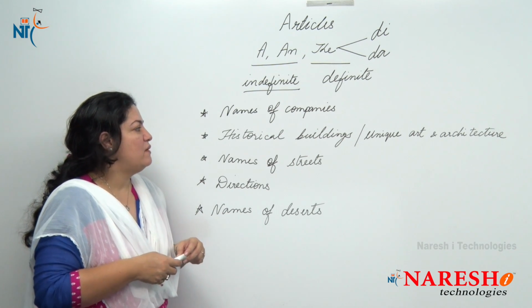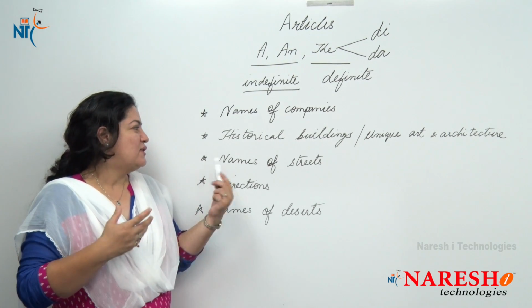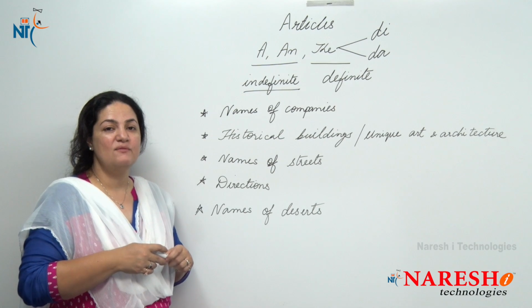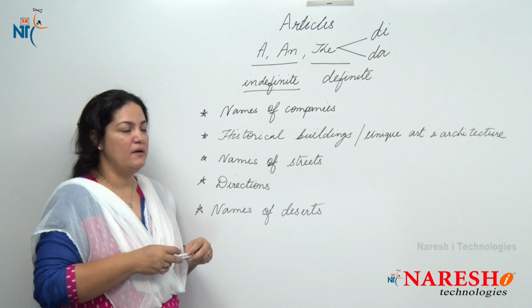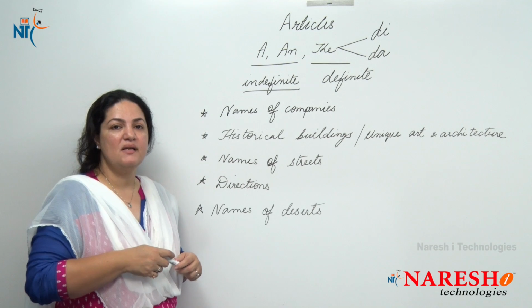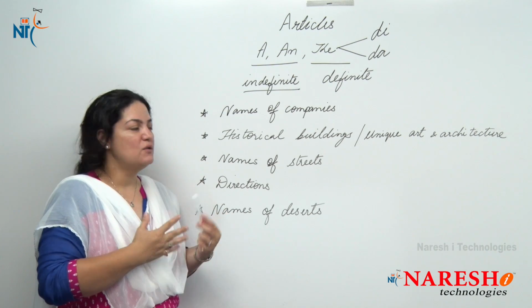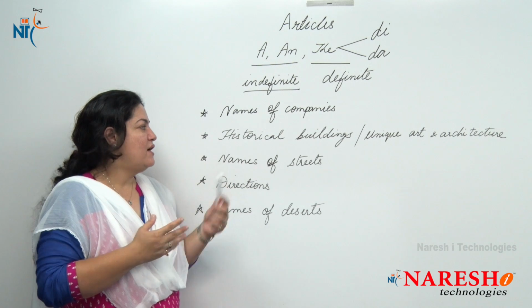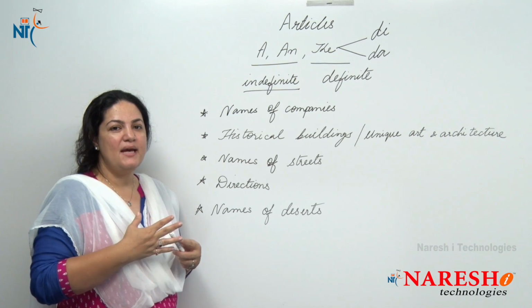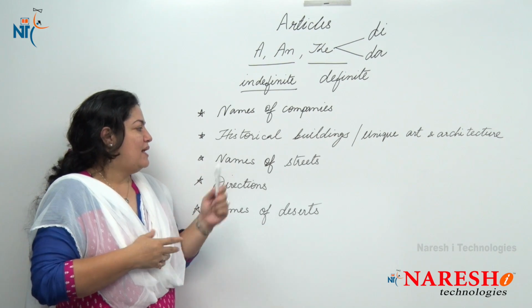Next is when you're talking about historical buildings, unique art and architecture. Any historical building that's very famous in India, we can talk about the Taj Mahal. So we use the before it. Now famous art, you can talk about any paintings. We say the Mona Lisa. So again, it's a famous art, so we say the before it. Now other historical buildings that we can talk about outside India, we can say the Eiffel Tower. So again, it's the.